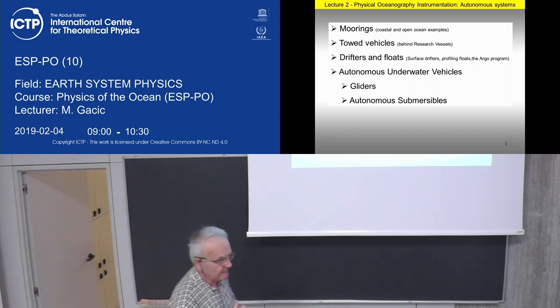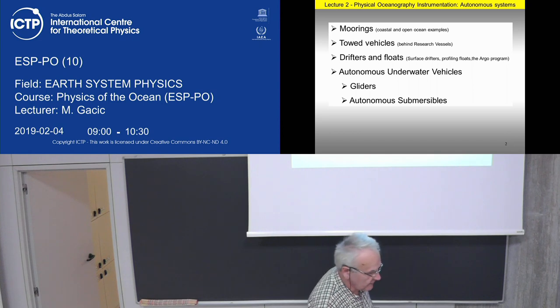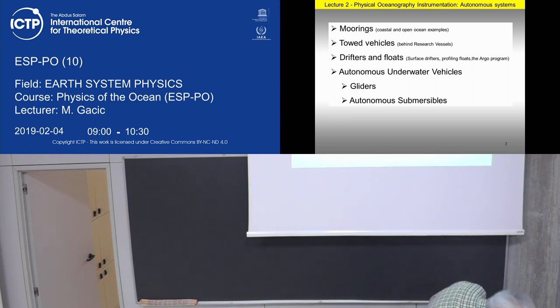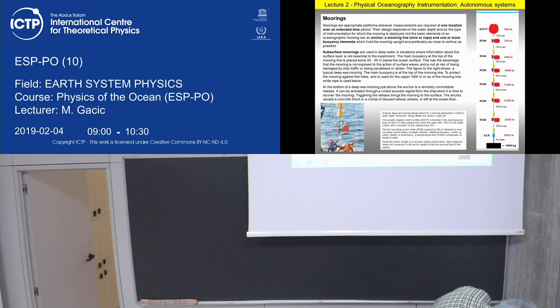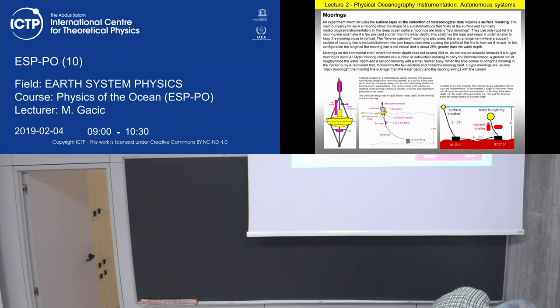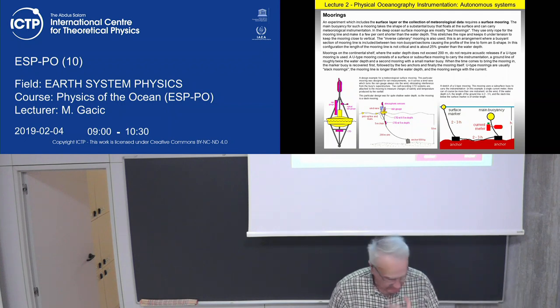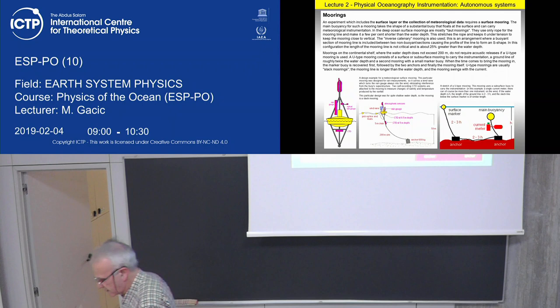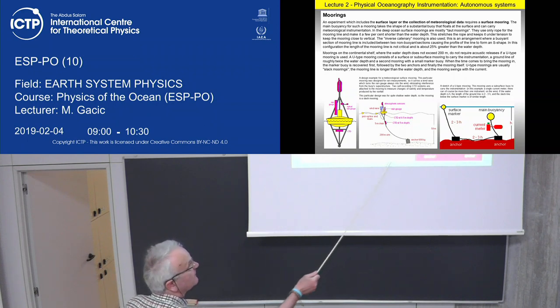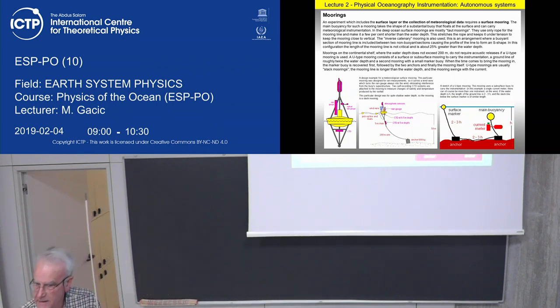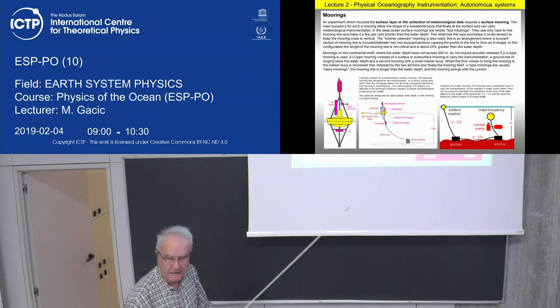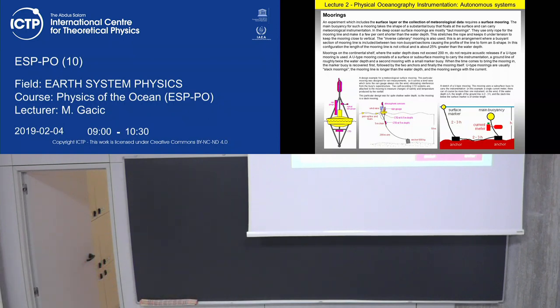The last time we have been talking about the moorings, coastal and open ocean examples, and this is how it looks like. There are different kinds of techniques of doing the moorings, and I won't go into details because these are technical details, how to put the mooring, and there should be a surface marker to avoid incidents with the mooring.